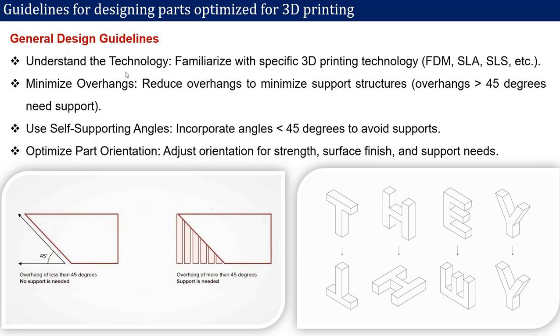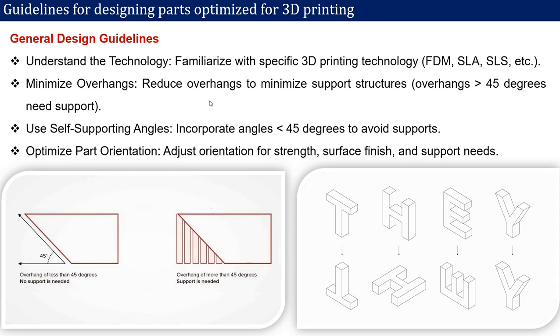So, understand the technology, familiarize with the specific 3D printing technology. Before starting the printing, we have to think about which type of 3D printing technology we can use. That we'll discuss in the next unit. So various types of 3D printing technologies are there: FDM, SLA, SLS, etc.